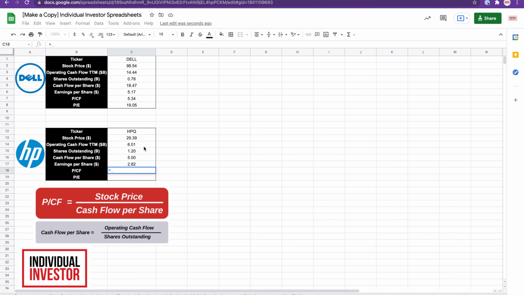Now price to cash flow will simply be stock price over cash flow per share, which we have here. And there we go, roughly 5.87. Okay, I also added here a field for the PE ratio because I want to use the PE ratio as well to compare Dell and HP. Right, so we're going to use Google Finance here, and we're going to type PE.